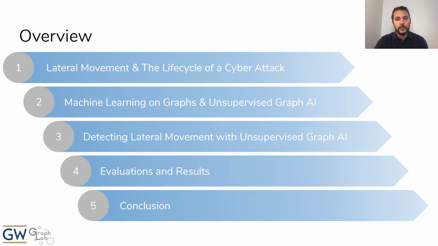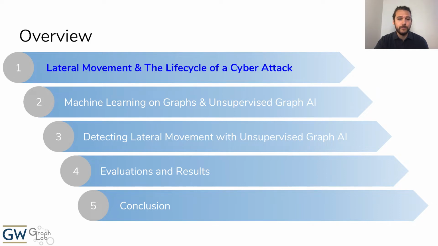This talk will consist of 5 sections. In the first section, I will discuss lateral movement and the life cycle of a cyber attack. In the second, I will talk about applying machine learning to graph-structured data and what we mean by unsupervised graph AI. In the third section, I will show how we apply our graph machine learning to the problem of lateral movement detection. And in the fourth section, I will discuss our evaluation and results. In the fifth, I will conclude. So let's get started with lateral movement and the life cycle of a cyber attack.